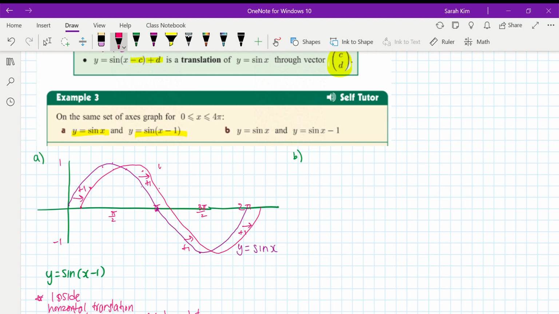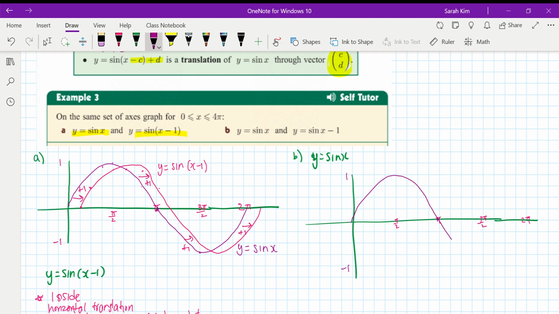Oops, let me just write that equation. Alright, B it is. So y equals sine x, minus 1. Give that a draw again. So pi over 2, pi, 3 pi over 2, and then 2 pi. And then 1 and minus 1. So like this.